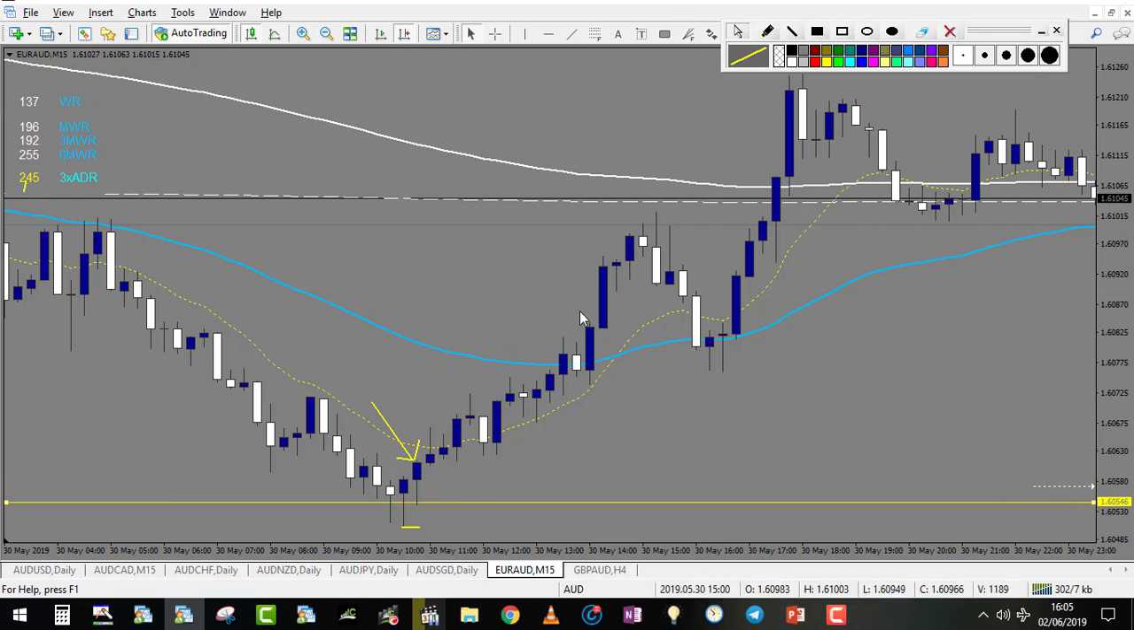So remember, you take the new low or new high created, and you remove, depending on the 3 times ADR, plus the spread. 3 times ADR divided by 100, plus the spread. Let's come back to the presentation.